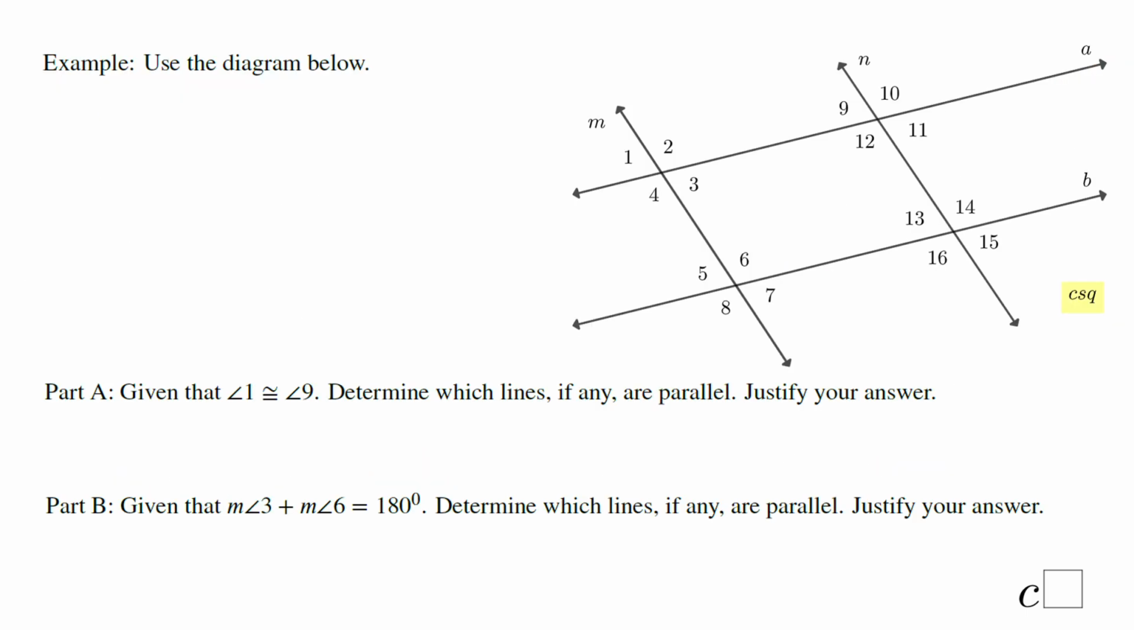Now my next thing is going to be an example. Use the diagram below, and on part A we are given that angle 1 is congruent to angle 9. Determine which lines, if any, are parallel. First of all, I suggest you look at angles 1 and 9 and notice where these angles are located, right here. I suggest, if needed, of course, to redraw the picture with only the lines you need.